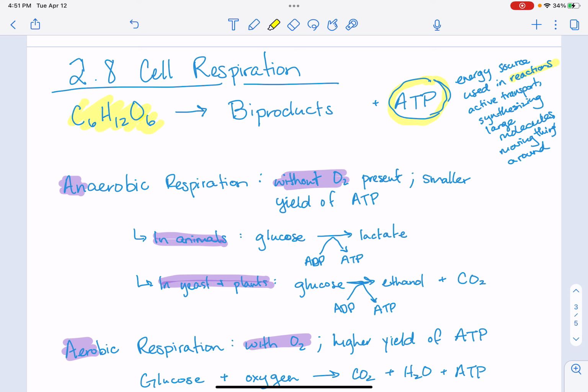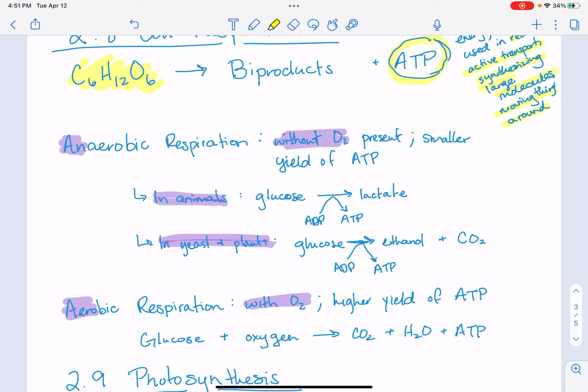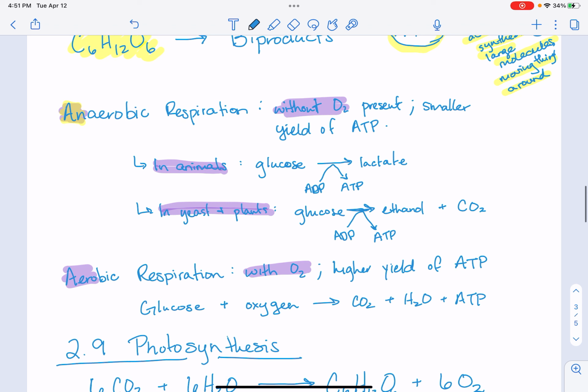It's used for a lot of important processes, such as active transport, synthesizing large molecules, and also movement of things in the cell, like muscle contractions. It's used a lot for movement. So, anaerobic is without oxygen present. The "an" stands for not or no, so there's no oxygen present. And so, because of anaerobic respiration without oxygen, there's actually a smaller yield of ATP. So, not as much ATP is going to be produced from anaerobic respiration.